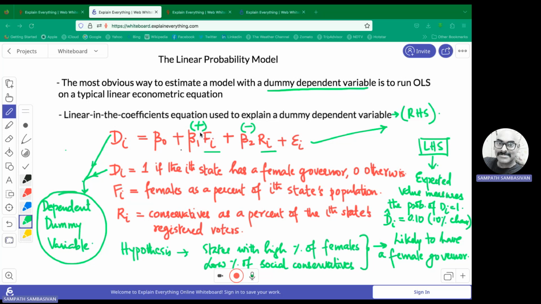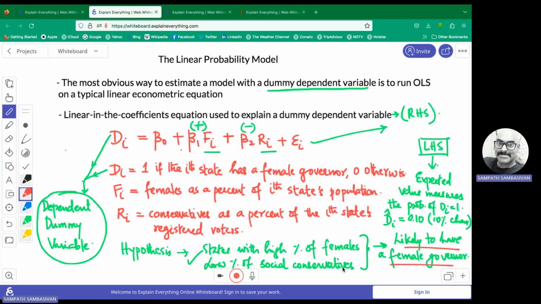So, the higher the percentage of female population within the population of the state, the higher the likelihood of getting a female governor. If the percentage of social conservatives, that is, people who do not want a woman to assume such a high position of power, happens to be high, what is likely to happen to the dummy variable? It is likely to exert a negative influence. So that is why we have written here that states with a higher percentage of females within the population and a lower percentage of social conservatives are the ones likely to have a female governor.